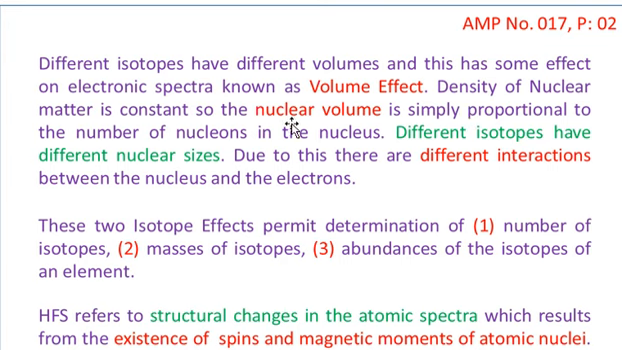Density of nuclear matter is constant, so the nuclear volume, you see that here I am stressing the word nuclear volume, is simply proportional to the number of nucleons in the nucleus. Different isotopes have different nuclear sizes. Due to this, there are different interactions between the nucleus and the electrons. So you see that all these things that I have presented in this paragraph are very straightforward and very easily understandable.